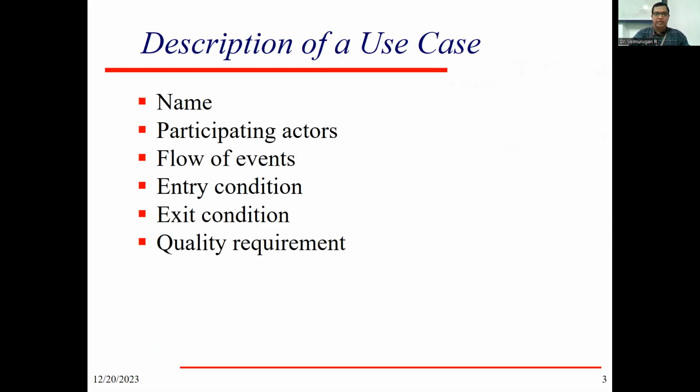And these are the different parts of the use case diagram. We are going to have the name of the use case, and the participating actors who are going to be involved in the functional requirements of the given system. And we are going to represent the flow of events, the entry condition, exit condition, and quality requirement.